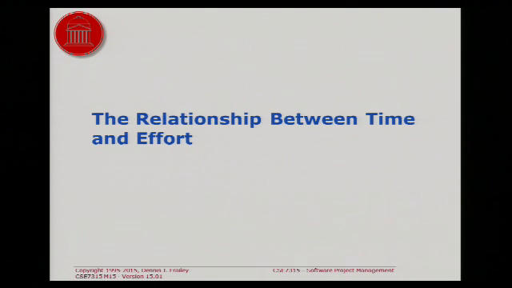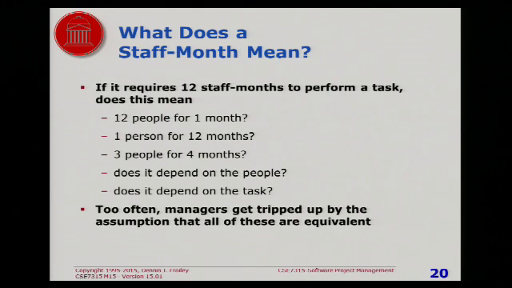Now let's talk about the relationship between effort and time. A staff month means a person working for a month. So if you have a project that requires 12 staff months, it can mean 12 people working for 1 month, 1 person working for 12 months, or 3 people working for 4 months, or all sorts of other combinations.